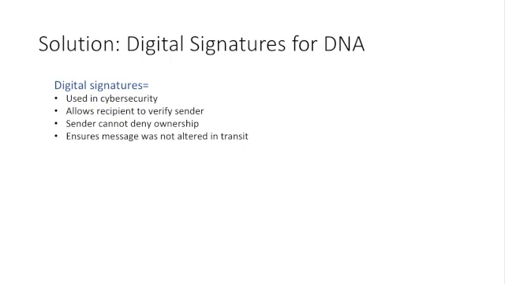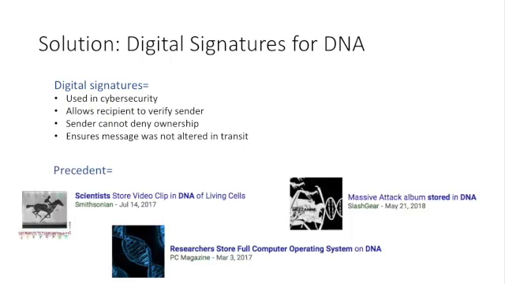In cybersecurity, digital signatures are used to enable authentication of a digital file or web page. Digital signatures allow the recipient of an email, for example, to confirm that the email came from who they thought it did. They also ensure that the message was not altered intentionally or unintentionally during transit. There's already a precedent for applying cryptographic methods to DNA. We're working on developing an approach to apply digital signatures to DNA in living organisms.